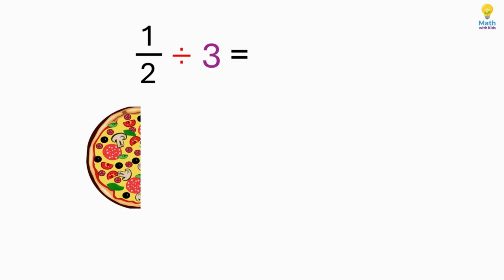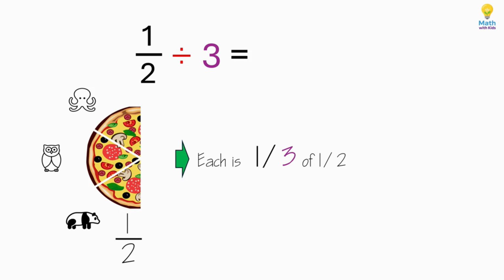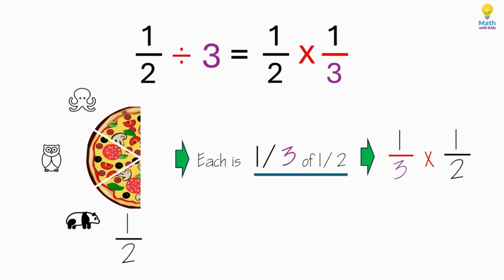Let's start with half divided by 3. We want to share a half pizza with 3 friends. We cut this half into 3 equal parts. Each friend gets 1/3 of the half. 1/3 of a half is 1/3 times 1/2. Rewrite it as 1/2 times 1/3. Let's check the pattern. Keep. Change. Flip. It works, but how about whole number divided by fraction?